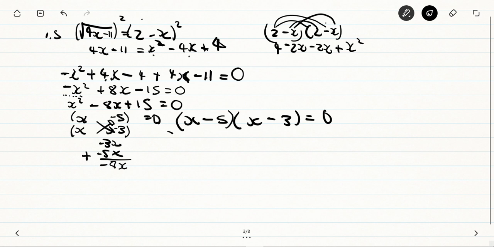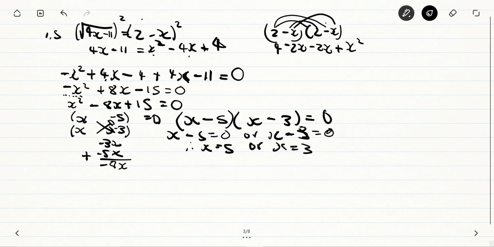And then we will have x minus 5 is equal to 0, or x minus 3 equals 0. And therefore, x will end up becoming equal to 5, or x will be equal to 3. But then this is not enough. You have to prove that the left-hand side is equal to the right-hand side to see whether the solutions are both valid.